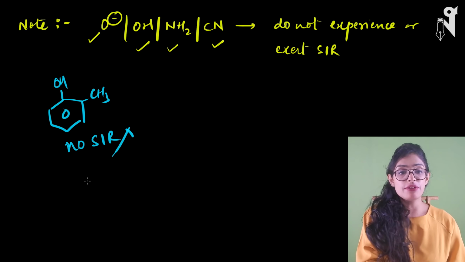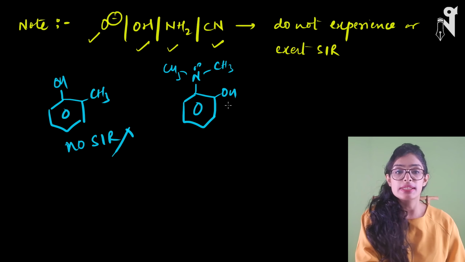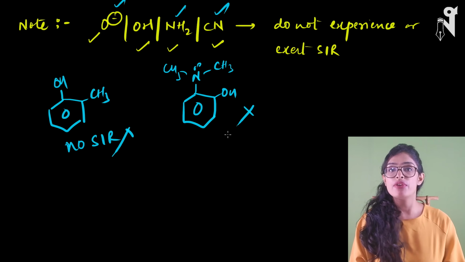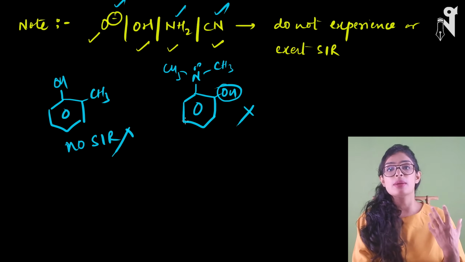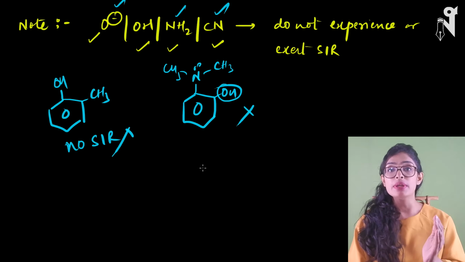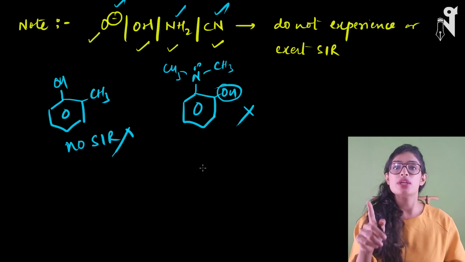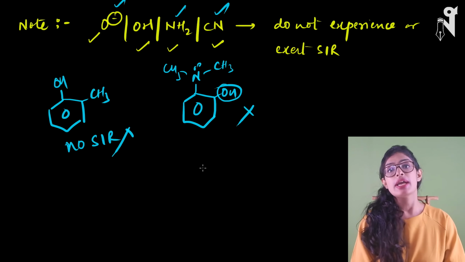Similarly, if I would have, let's suppose, nitrogen with CH3 and CH3 here, and with OH here, or CN here, or O minus here, or NH2 here, this wouldn't have caused the steric inhibition of resonance. Why? Because these groups are extremely small and they do not cause repulsion of any kind, and hence the rotation of the molecule doesn't happen, and hence the molecule doesn't go out of the plane. So neither do O minus, OH, NH2 and CN experience any kind of steric inhibition of resonance, nor do they exert any kind of SIR. This is a very, very important point.